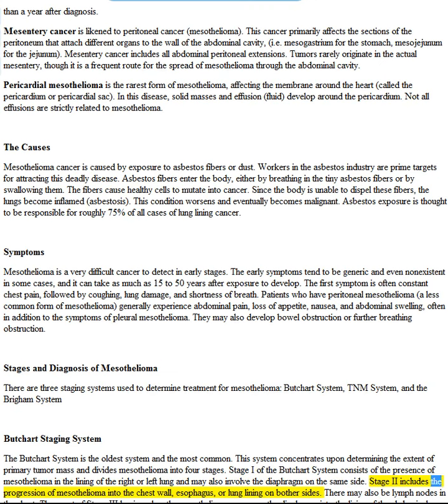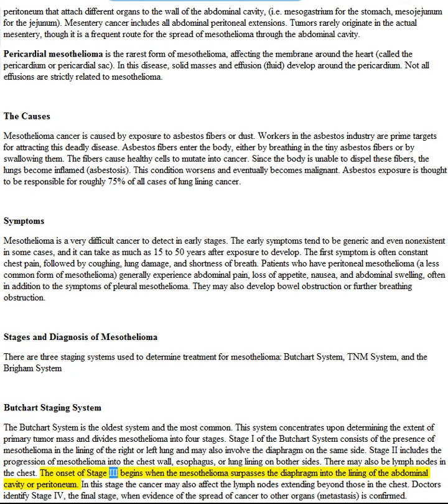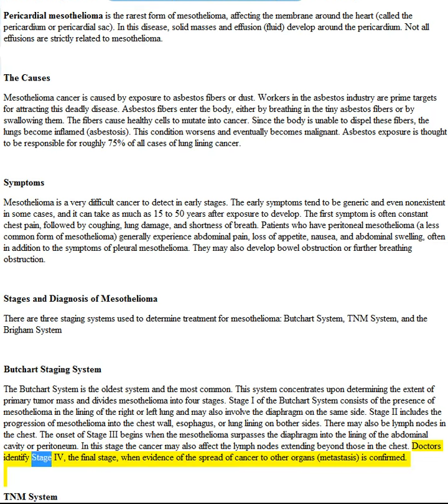Stage II includes the progression of mesothelioma into the chest wall, esophagus, or lung lining on both sides. There may also be lymph nodes in the chest. The onset of stage III begins when the mesothelioma surpasses the diaphragm into the lining of the abdominal cavity or peritoneum. In this stage the cancer may also affect lymph nodes extending beyond those in the chest. Doctors identify stage IV, the final stage, when evidence of the spread of cancer to other organs, metastasis, is confirmed.